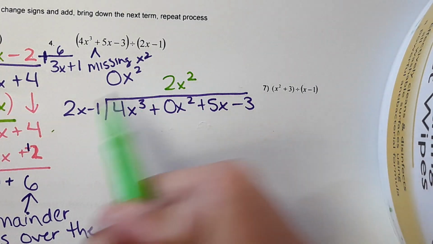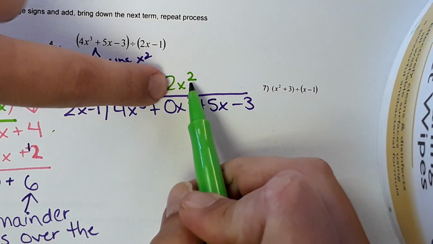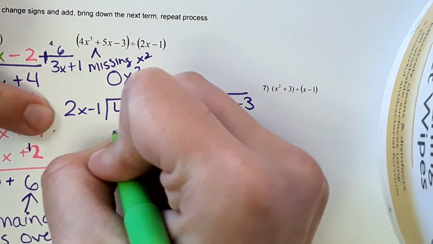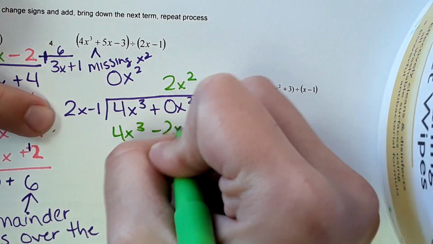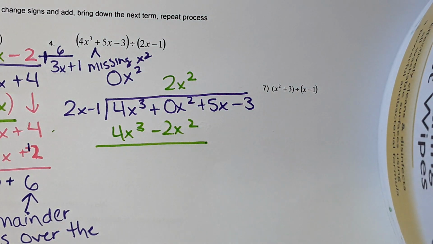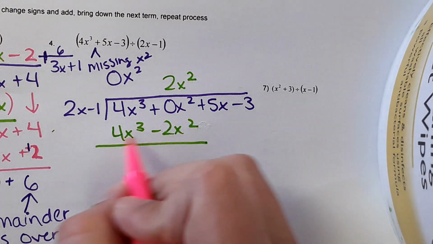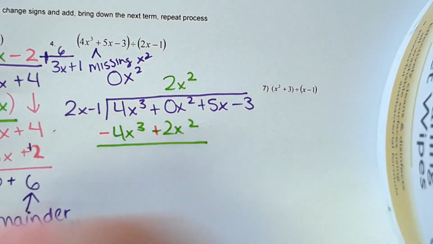And then I'm going to multiply this by these terms. Now I'm not going to write it out to the side again. We get the point. We're just going to multiply this by both of these terms. We'll get 4x cubed minus 2x squared. And then we're subtracting this, so we need to change any signs, subtracting this, and then just changing this to the opposite sign.